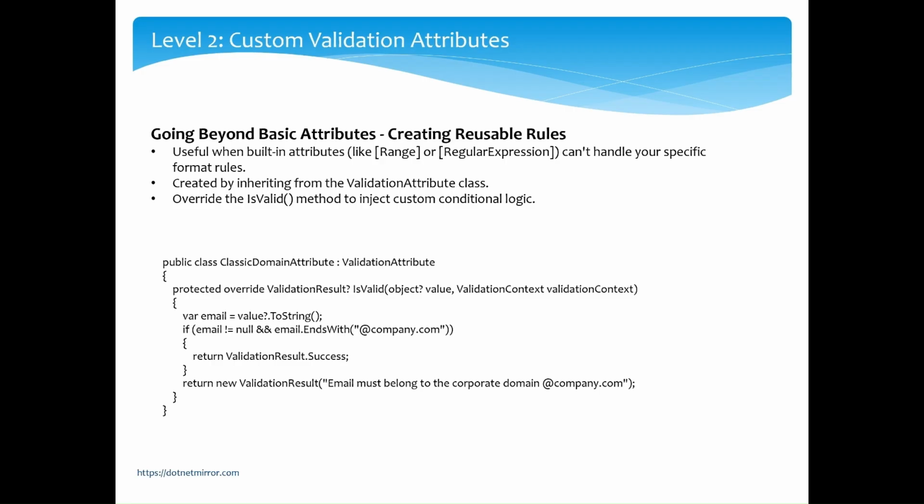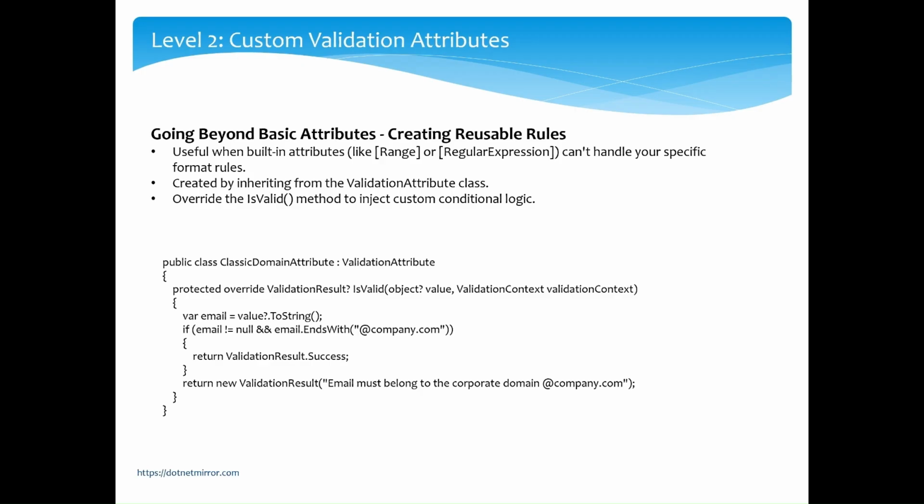If your enterprise requires specific custom formatting rules, like ensuring an email belongs to a specific corporate network domain, you can write a reusable attribute. All you need to do is inherit from the core validation attribute class and override its IsValid method. Let's examine how this logic works in C#.